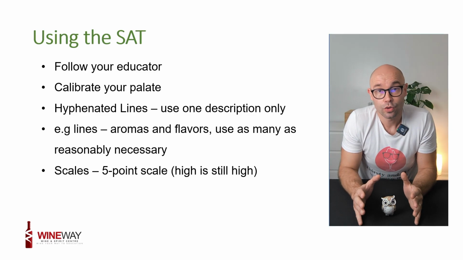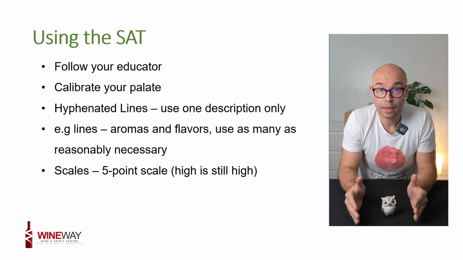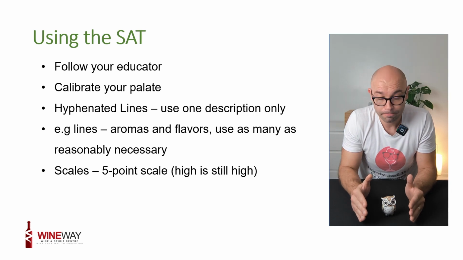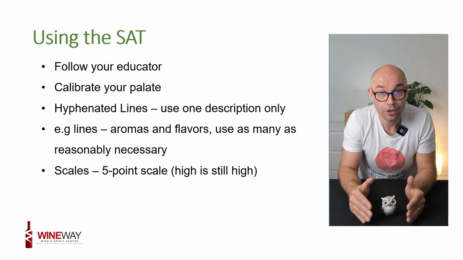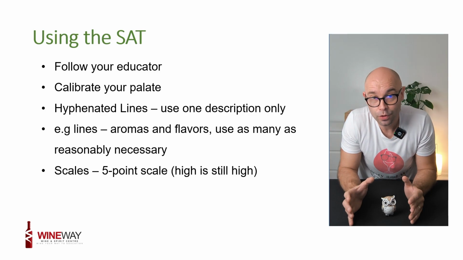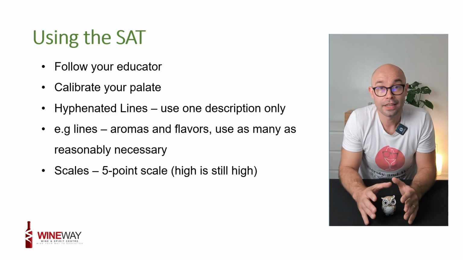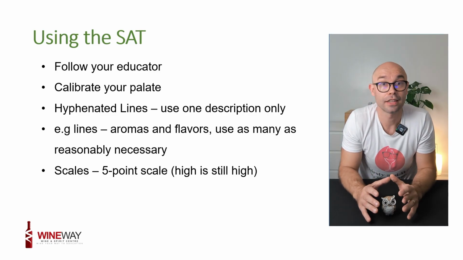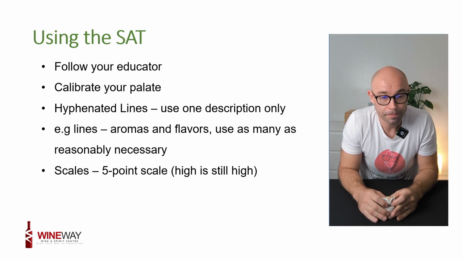The second thing is to use the vocabulary as on the SAT. So if on the SAT it says pronounced aroma intensity, you're going to use the term pronounced, not high. If the body of the wine is described as full, you're going to describe the wine as full body, not high body. If the acidity is high, you're not going to say the acidity is pronounced, you're going to say the acidity is high. So follow the vocabulary on the SAT.